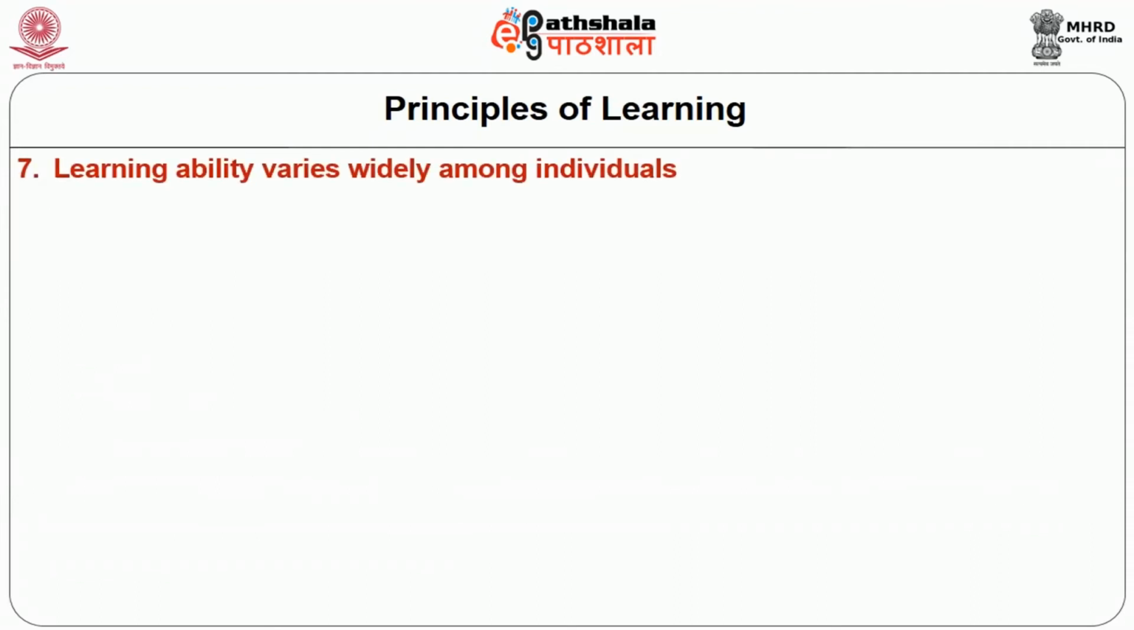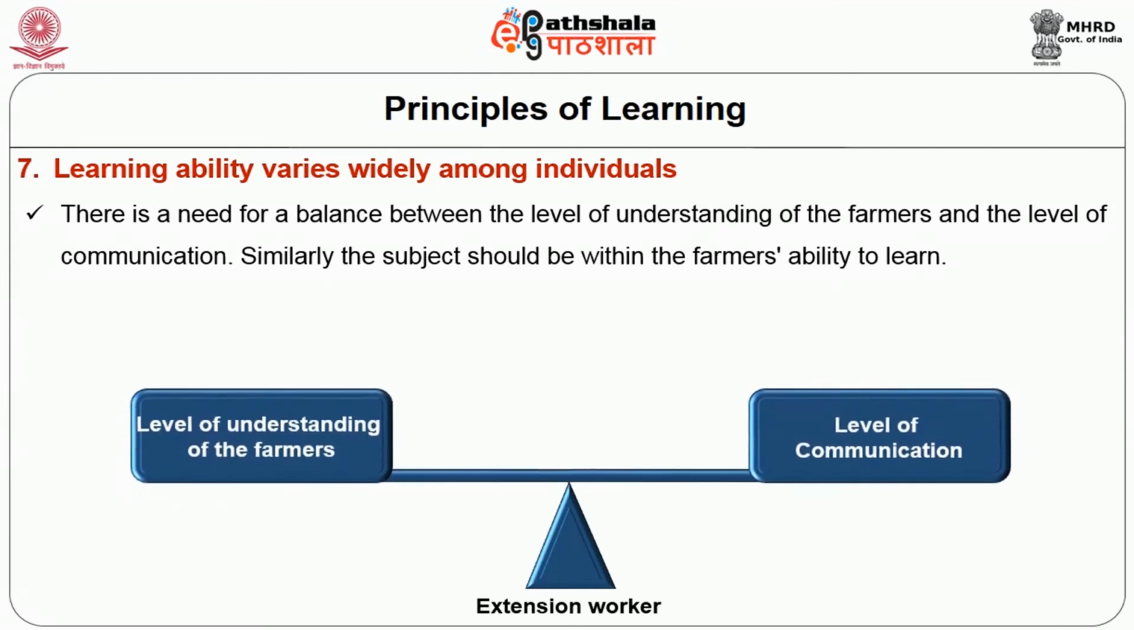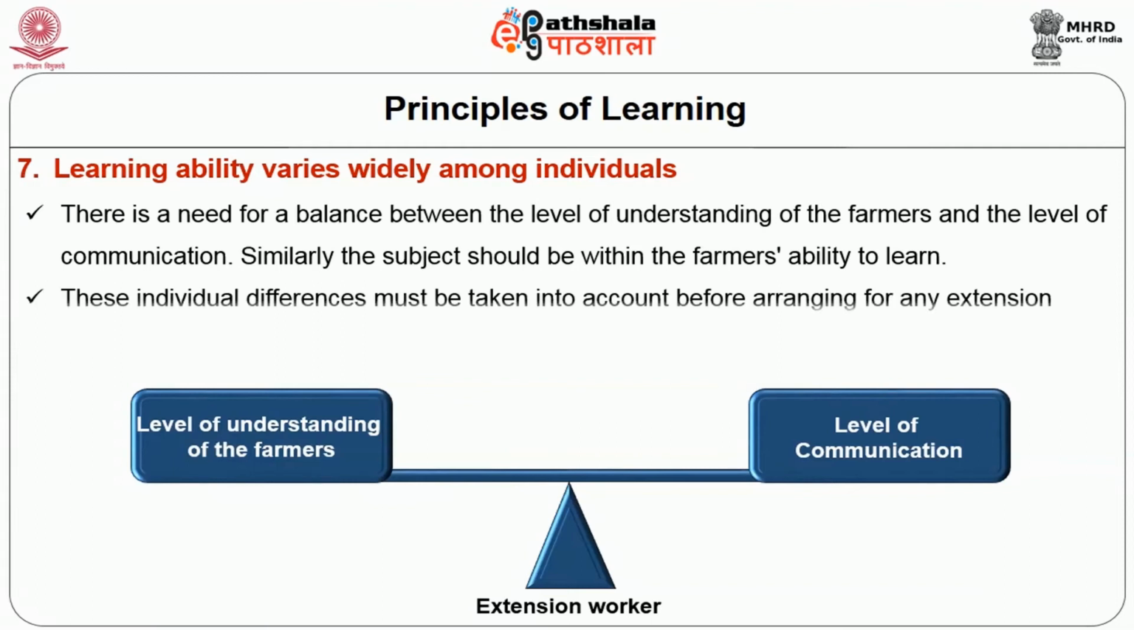The seventh learning principle is: learning ability varies widely among individuals. So the learners are heterogeneous in nature. There is a need for a balance between the level of understanding of the farmers and the level of communication. Similarly, the subject should be within the farmer's ability to learn. These individual differences must be taken into account before arranging an extension program.